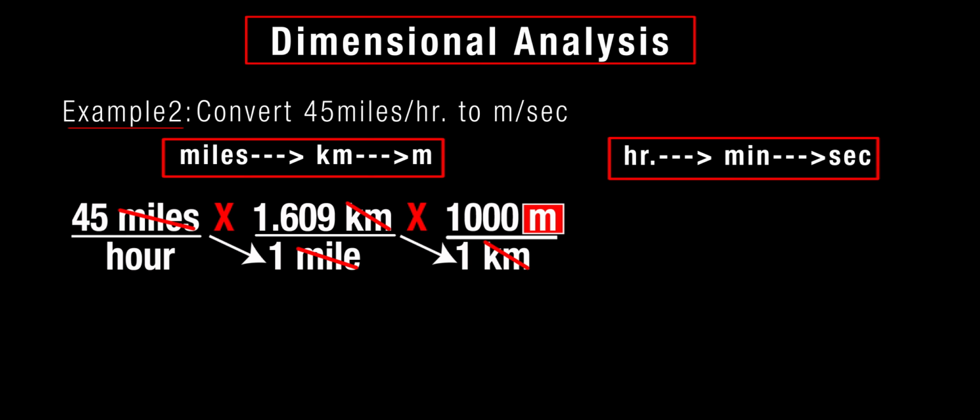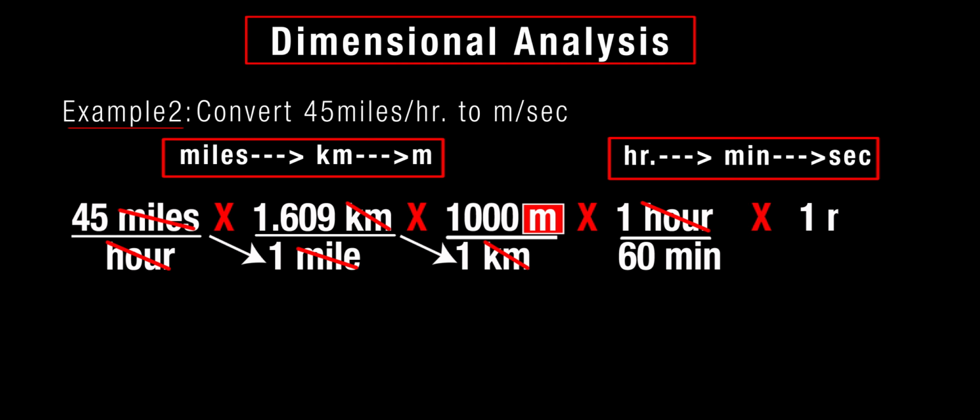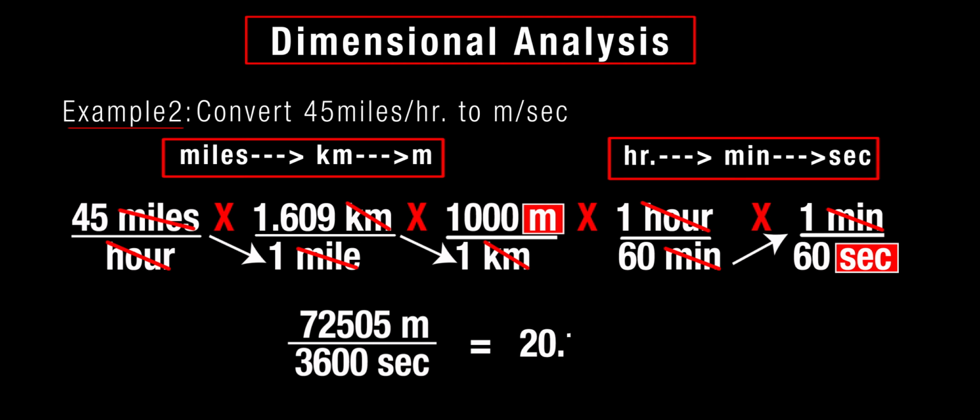Next, to convert hours to minutes, you multiply by 1 hour over 60 minutes and cancel out hour. To convert minutes to seconds, you multiply by 1 minute over 60 seconds, because 1 minute equals 60 seconds. Once you cancel out minutes, you are left with meters per second. Do the math and write the answer with units.